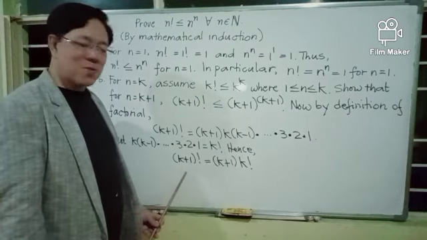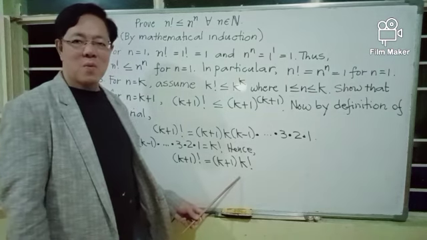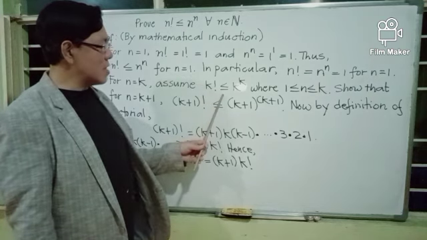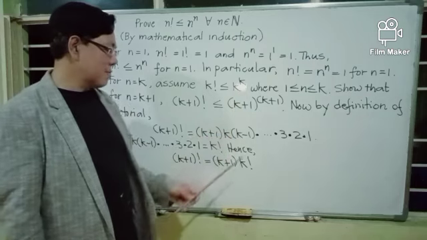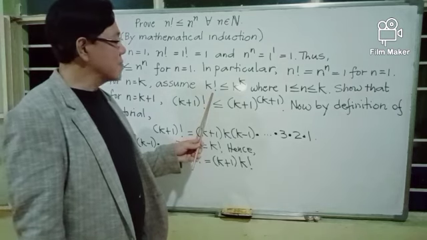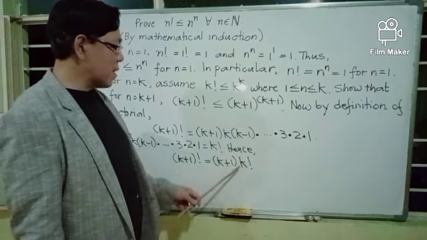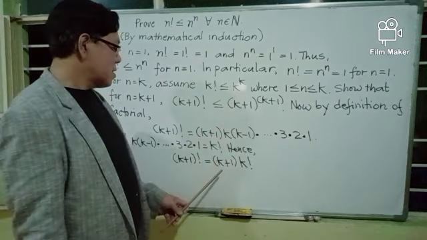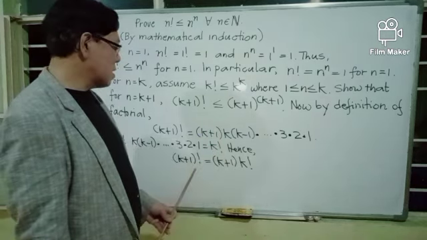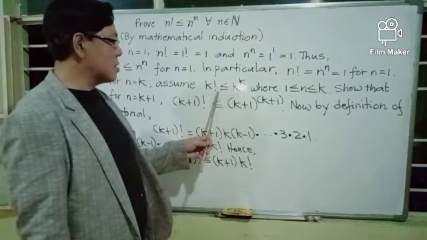Now we obtain k plus 1 factorial equals k plus 1 multiplied by k factorial. Now we will make use of our induction hypothesis, or our assumption, that k factorial is less than or equal to k to the power k. And this k factorial, by our induction hypothesis, is less than or equal to k to the power k. So if we replace k factorial with k to the power k, the product k plus 1 times k to the power k would be greater than k plus 1 factorial, because k factorial is less than or equal to k to the power k.